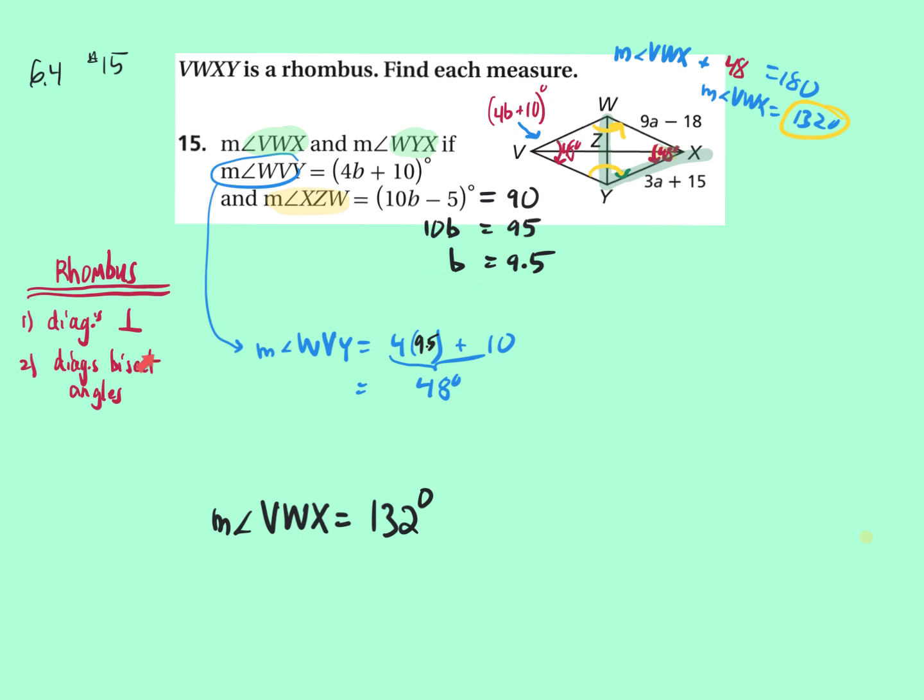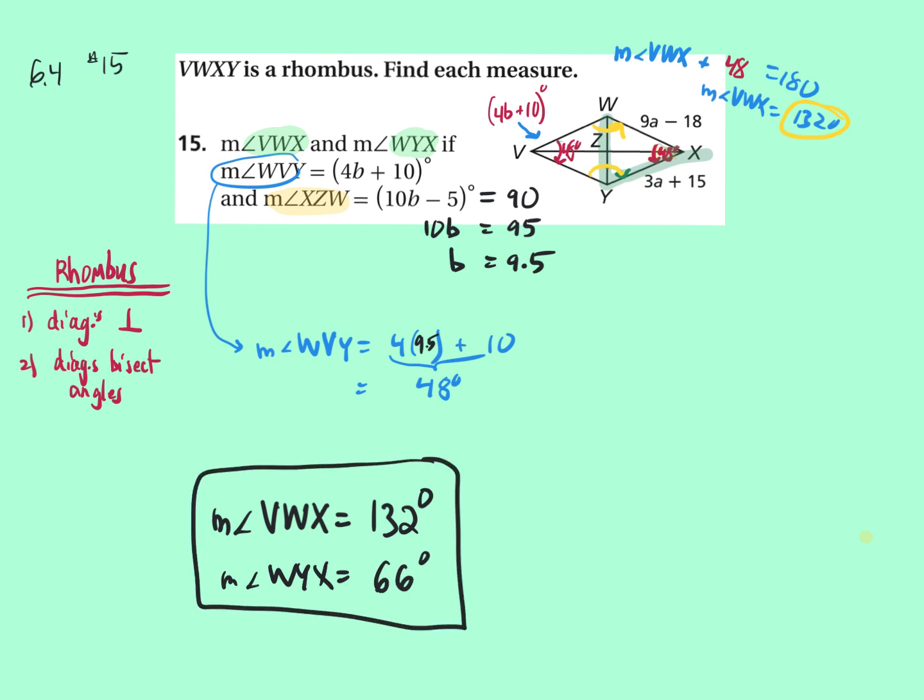And then, since it's a rhombus, the diagonals bisect the angles. So if this entire thing is 132, then the angle in question is 132 divided by 2. Or in other words, the measure of angle WYX is 66 degrees. And that's how we do number 15, folks. I hope that helped.